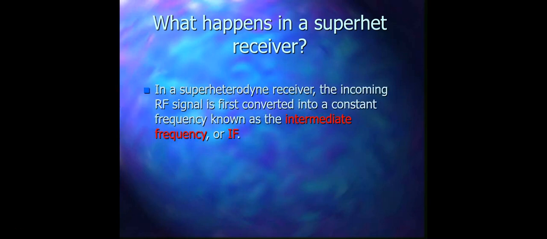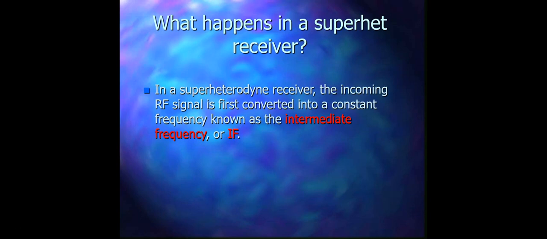In this slide we'll learn about the superheterodyne receiver. The superheterodyne receiver is a different kind of receiver in which the incoming radio frequency signal is first converted into a constant frequency signal, which is also called the intermediate frequency signal. Actually, prior to the superheterodyne receiver's invention, engineers used to spend a great amount of time and effort getting reasonable performance from the tuning circuit in a receiver.